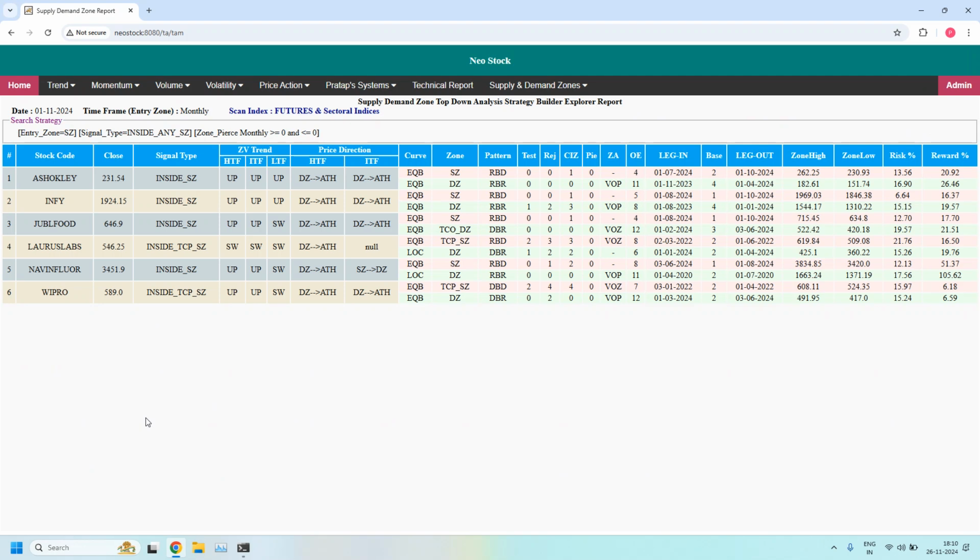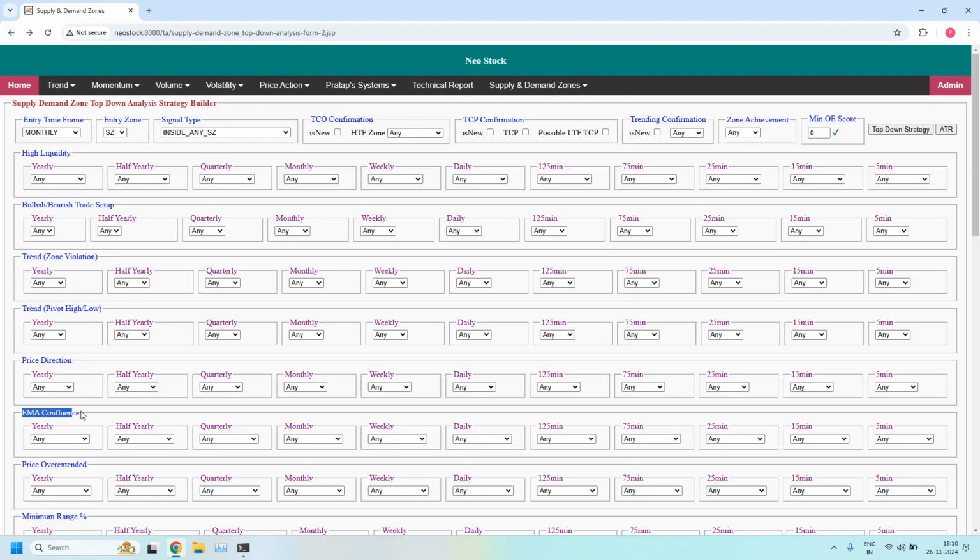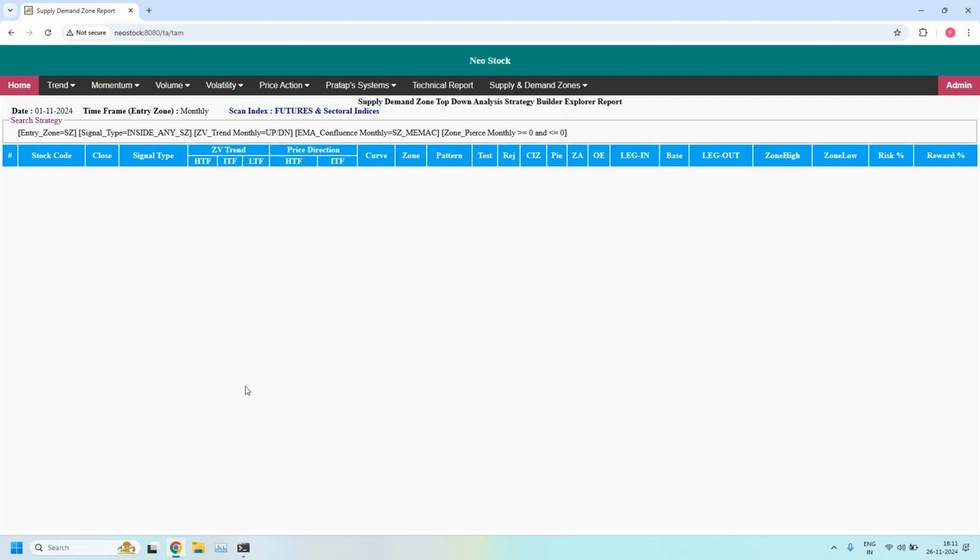In these 6, how many are having monthly EMA Confluence, the supply zones? In the EMA Confluence, monthly time frame, monthly supply zones having monthly EMA Confluence. And this should not be in sideways trend. That's why in the zone violation trend, monthly time frame, selecting up or down. We don't have any monthly supply zones having EMA Confluence with up or down trend.